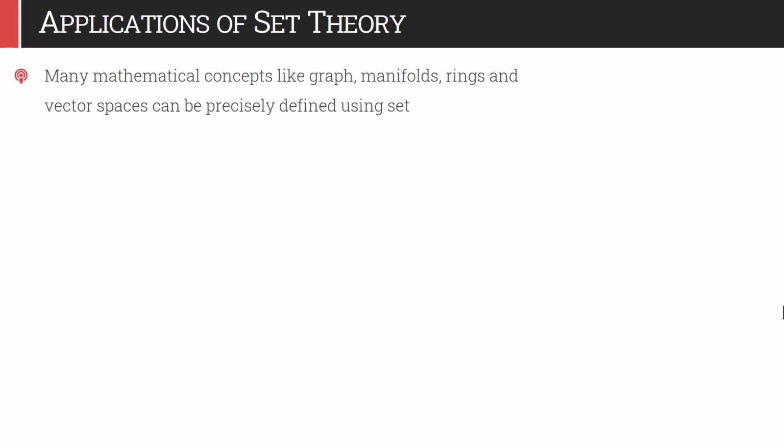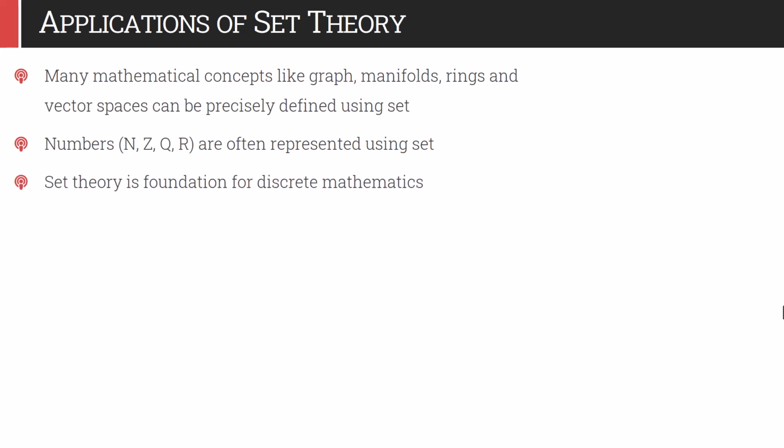The applications of set theory are very vast. It is widely used in mathematics and computer science. For example, many mathematical concepts like graphs, manifolds, rings, and vector spaces can be precisely defined using set theory. All the number systems like set of natural numbers, set of real numbers, set of complex numbers, they all use sets to represent the numbers. Set theory is also the foundation of many mathematical branches, specifically discrete mathematics, and it is used in many abstract algebra problems as well.